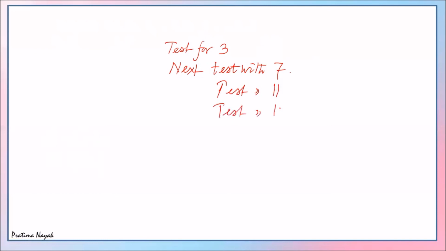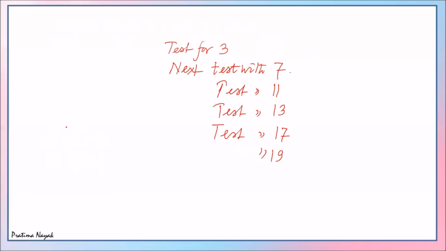I hope you have enjoyed. So here I am summarizing again. First you test for 3. Then next test with 7. Next test with 11. Then test with 13. And next go for 17. Then you go for 19.